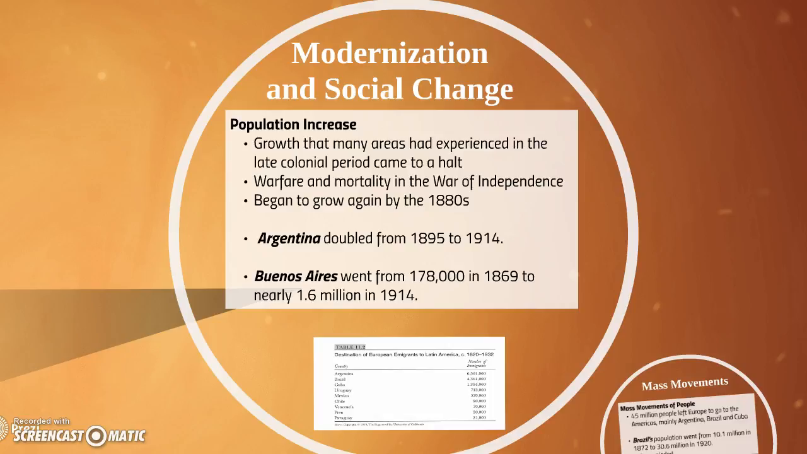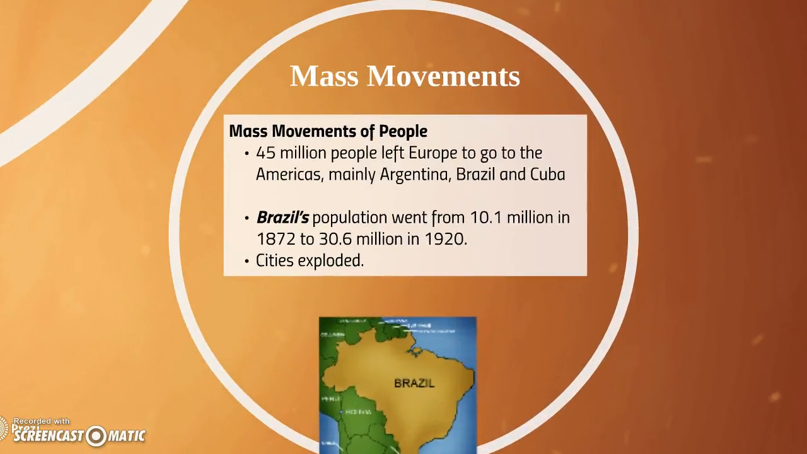the population. Argentina, for example, doubled from 1895 to 1914. Buenos Aires went from a city population of 178,000 to nearly 1.6 million in 1914. There were mass movements of people from Europe. 45 million left Europe to go to the Americas, mainly Argentina, Brazil, and Cuba.